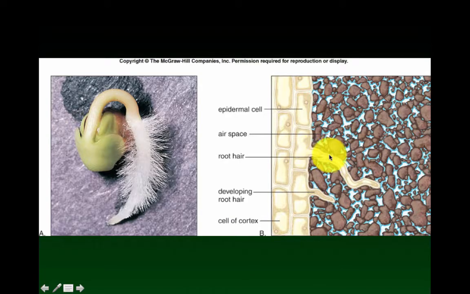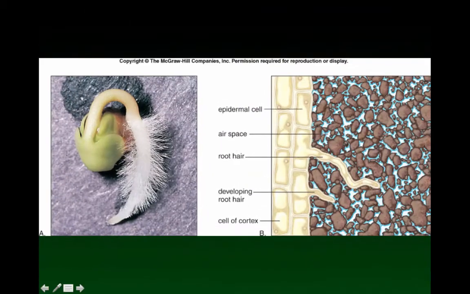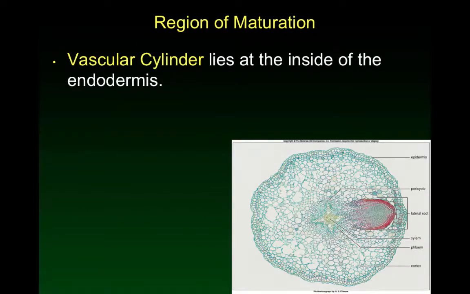So this hair is protruding through the soil and it's able to absorb water. So water rushes in and it comes through the cells until it reaches a region where it can be taken up by the xylem. Here's a developing root hair. And here's the cortex, or the region where plants are storing some of those nutrients. Okay, so region of maturation.